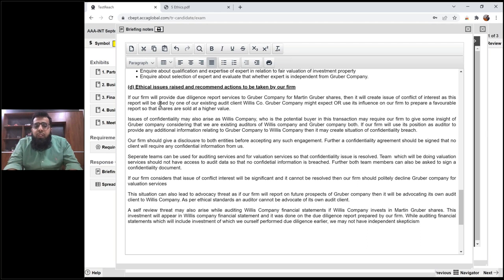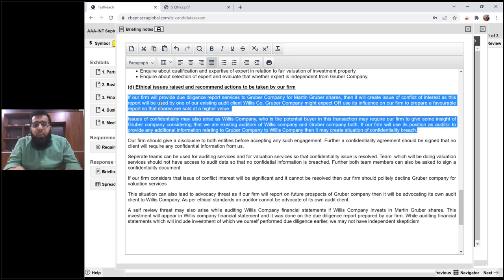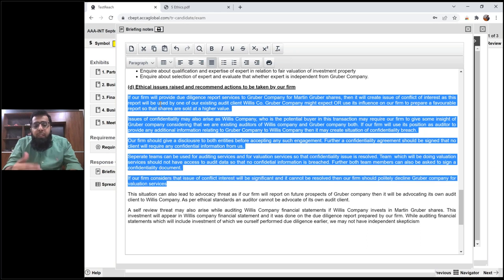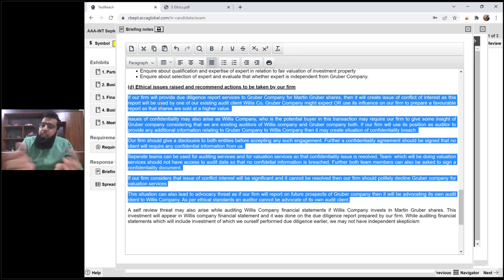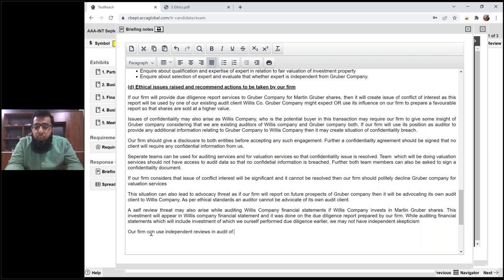Okay. Now, the first was conflict of interest, number one. Second was confidentiality. Third was that we have to go for disclosure. Fourth was use separate teams. Fifth was that if conflict of interest cannot be resolved, you can politely decline. Then sixth, advocacy. Seventh, self-review threat. And the last point, which one of the students identified: our firm can use independent reviews in the audits of Gruber Company and Willis Company, if this valuation engagement is accepted. Independent reviews will help in reducing the ethical threats.